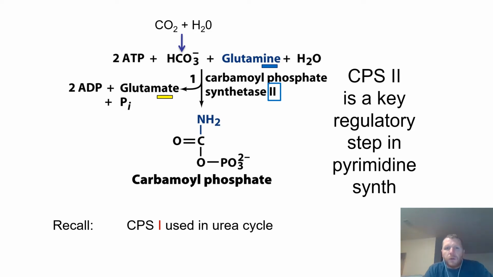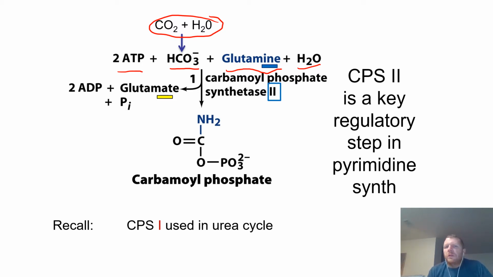Now in this case, what we're doing is we're actually making glutamate. The enzyme carbonic anhydrase arguably is going to be the first enzyme, because it is going to combine CO2 and H2O to give us our HCO3-. We're going to use 2 ATP molecules, glutamine and H2O. What we're going to release from that is glutamate. So that makes this a little bit different from CPS1: this amino acid glutamine.